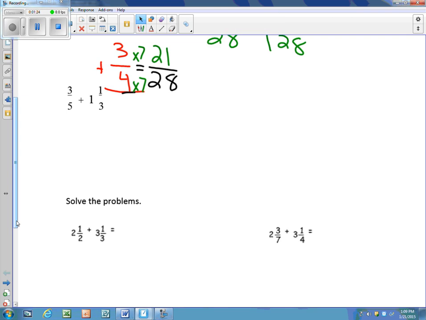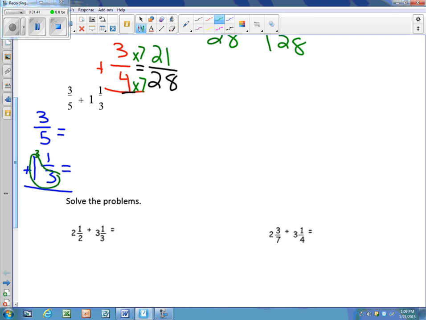Next problem, since I have a mixed number and a fraction that's not mixed, I write my fraction, I write my mixed number. Now I'm going to convert my mixed number into an improper fraction by saying 3 times 1 is 3, plus 1 is 4. So I have 4/3. This was still 3/5. Now I have to come up with a common denominator for these two.